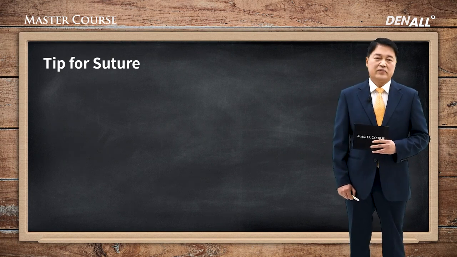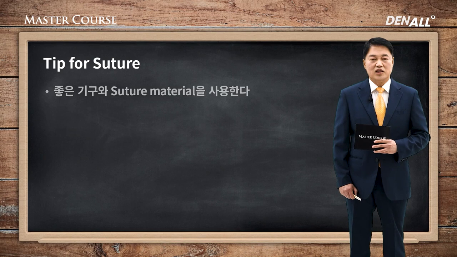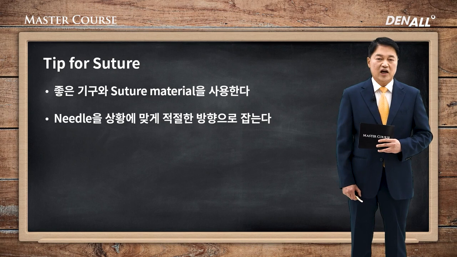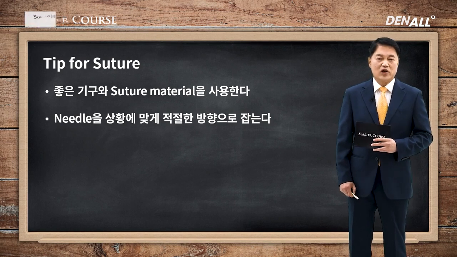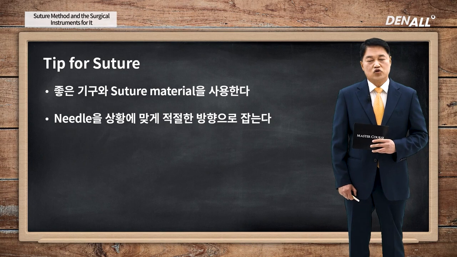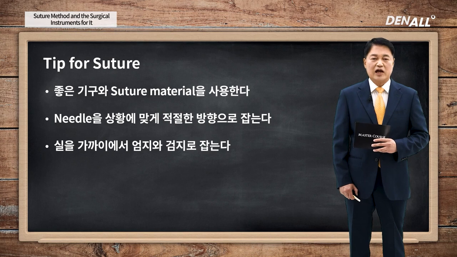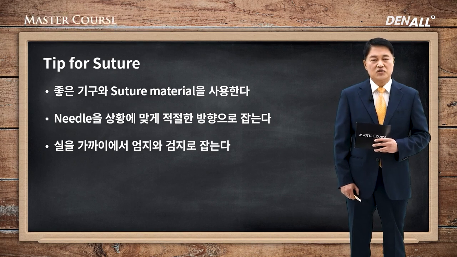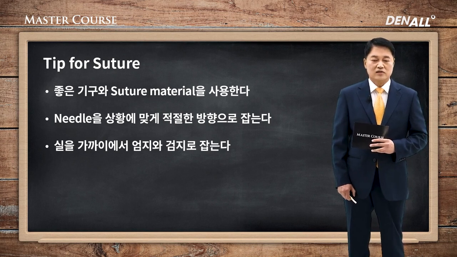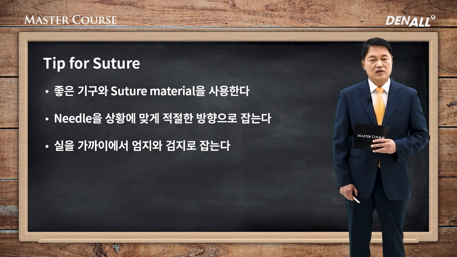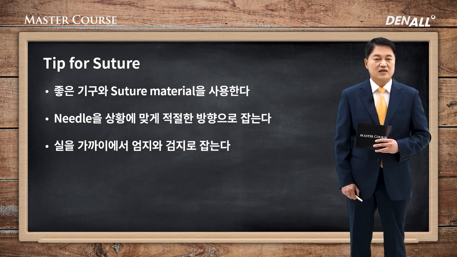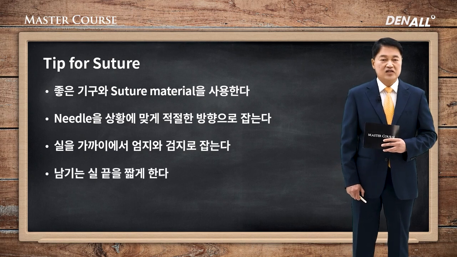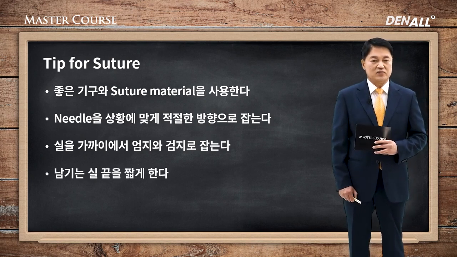So for successful suturing, let me share with you some tips. First, of course, you need to use good instruments and good suture materials. And you need to grab the needle in the right direction that is suitable to the case. And to do good suture, locks and knots, the thread needs to be close to the oral cavity, and it's better to hold it with your thumb and index finger. So rather than being a bit distant, be close to the mouth and knot it in the right way. That would be the better way. And if possible, the remaining thread needs to be as short as possible.